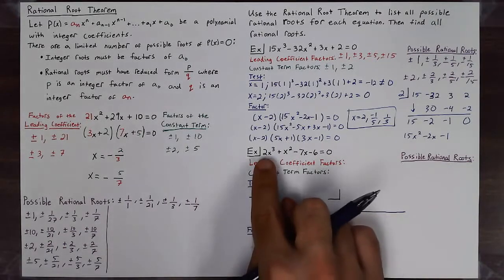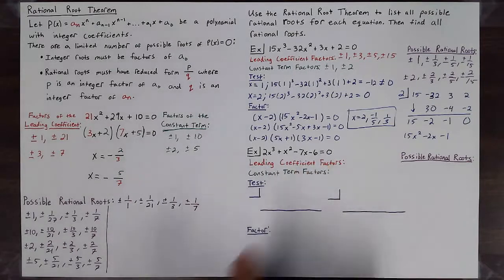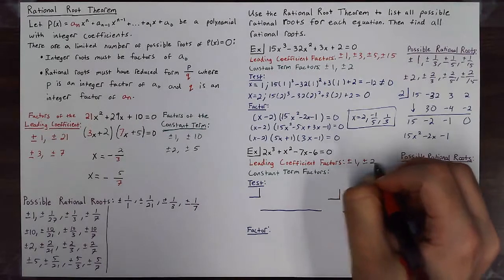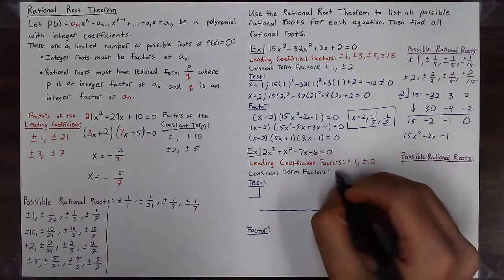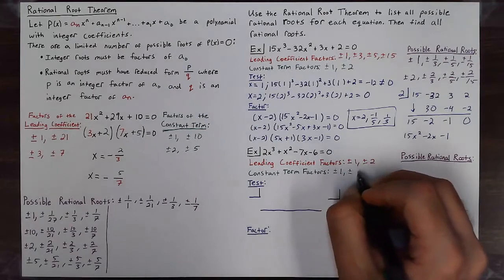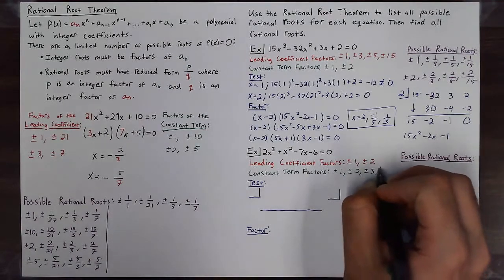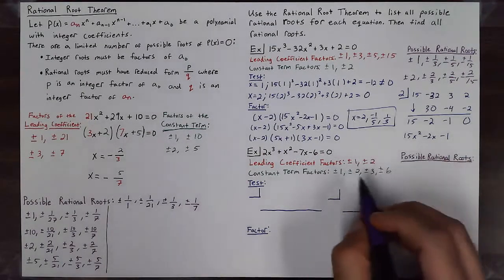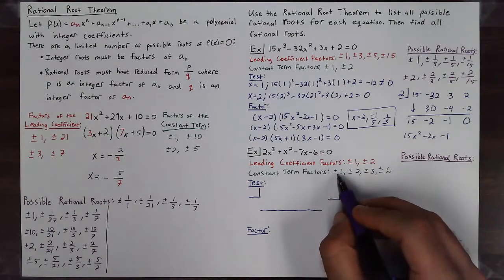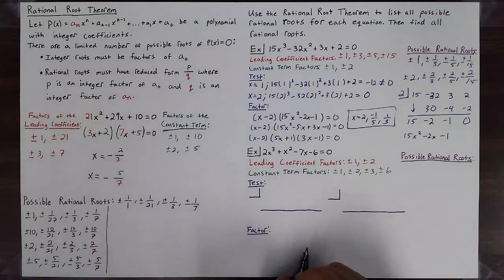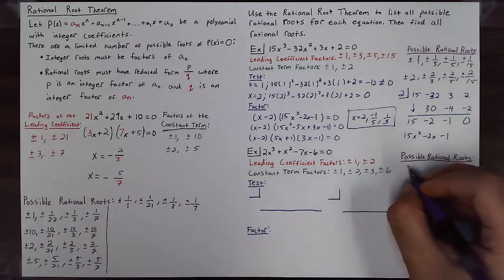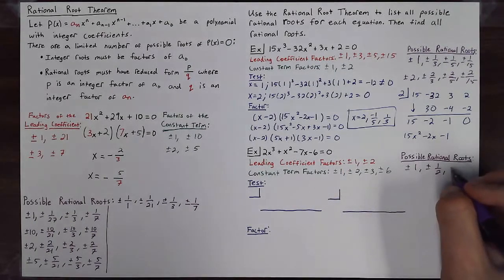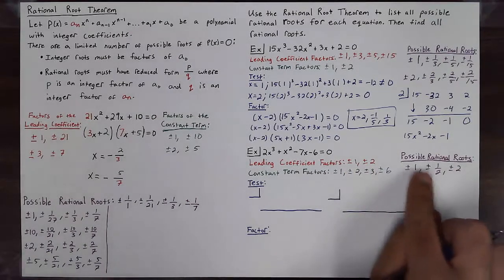So we see here we have 2x cubed plus x squared minus 7x plus 6. The factors of the leading coefficient are just 1 and 2. And the factors of the constant term are 1, 2, 3, and 6. So all my possible rational roots would be 1, my constant term, over both my leading coefficient factors, so 1 over 1 and 1 over 2. So it's 1 and 1/2. 2 over 1, which is 2. But then 2 over 2, which is just 1. So I don't need to list that one. That's redundant.